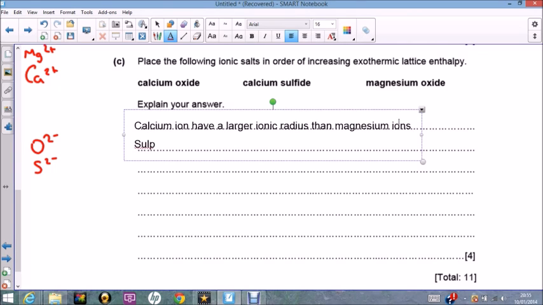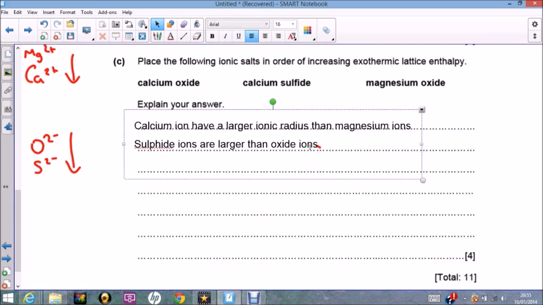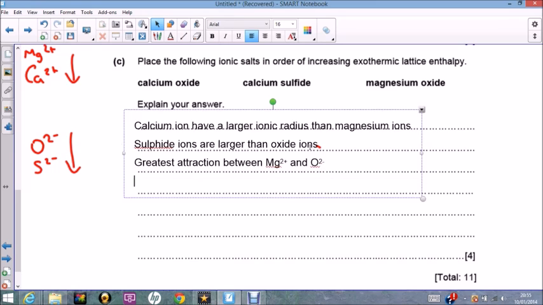Then we're going to say sulfide ions are larger than oxide ions. Okay, because if you remember again, this is going down a group here, so larger ionic radius, and this is going down a group, so larger ionic radius here. Next marking point, we're going to say greatest attraction between Mg2+ and O2-. The most exothermic is magnesium oxide, then it's going to be calcium oxide, then calcium sulfide.